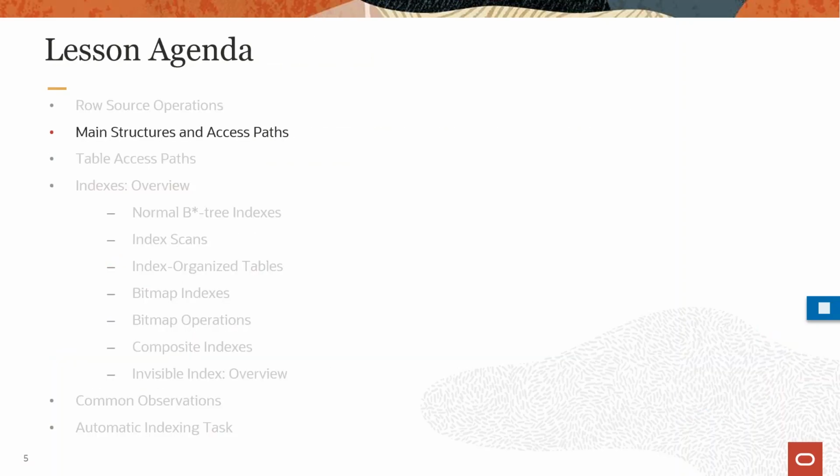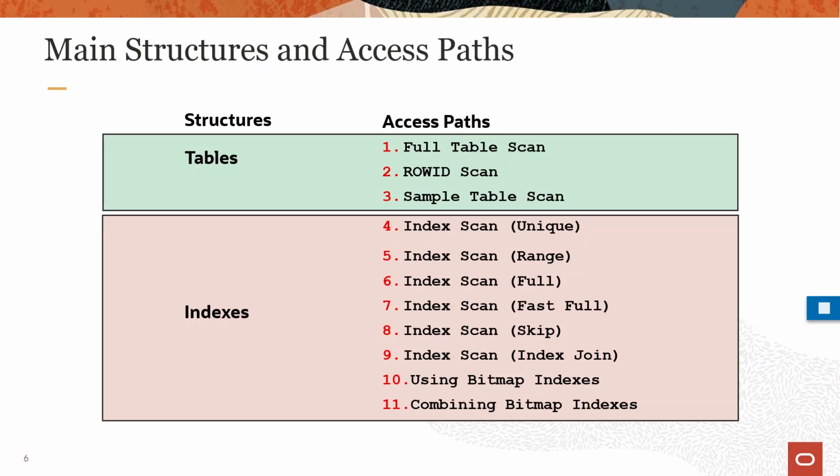In the second topic of this chapter, we're going to have a brief overview of the main structures and access paths. A row in a table can be located and retrieved with one of the methods mentioned in the slides. In general, index access paths should be used for statements that retrieve a small subset of table rows, whereas full table scans are more efficient when accessing a large portion of a table.